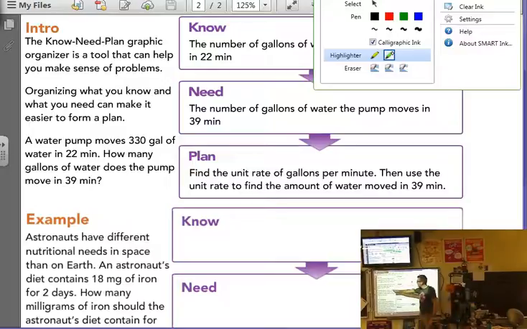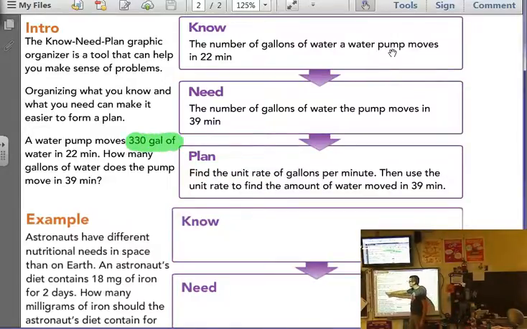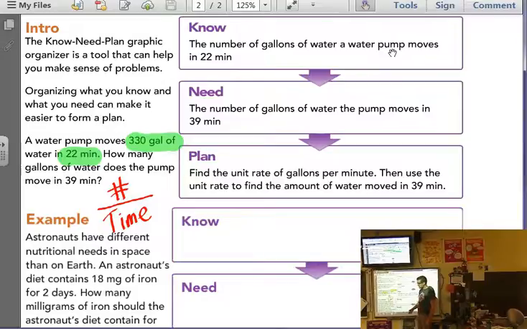A water pump moves 330 gallons of water in 22 minutes. When we're dealing with unit rates that involve time, rate, time, I don't care what is on the top. The bottom will always be your time increments.